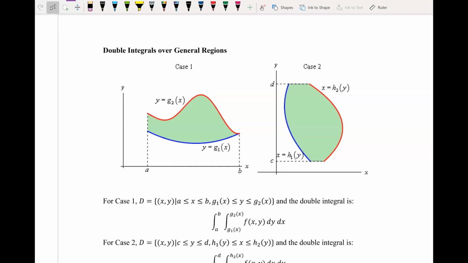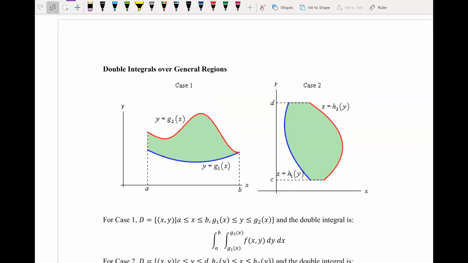So we've talked about double integrals over rectangular regions. Now let's go ahead and talk about double integrals over general regions. There are going to be times where the limits of integration are not just numbers. Sometimes you might want to find the volume underneath a much more general region.